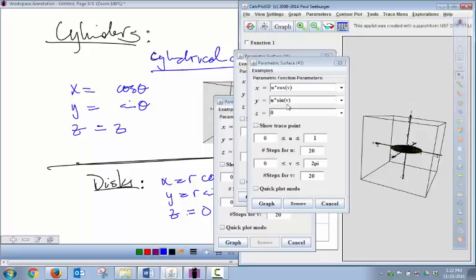And then if I change my z value to 1, then it would be the same disk, except it goes up 1 unit. Okay, and if I want it sideways, I would just switch one of these variables, the x and the y, or the x and the z, or something like that. Okay?